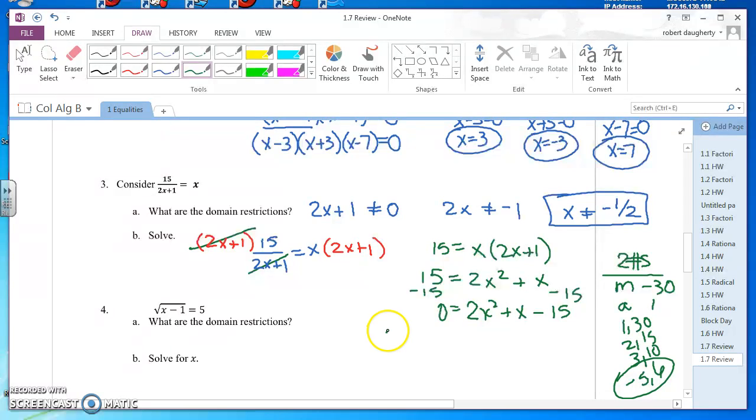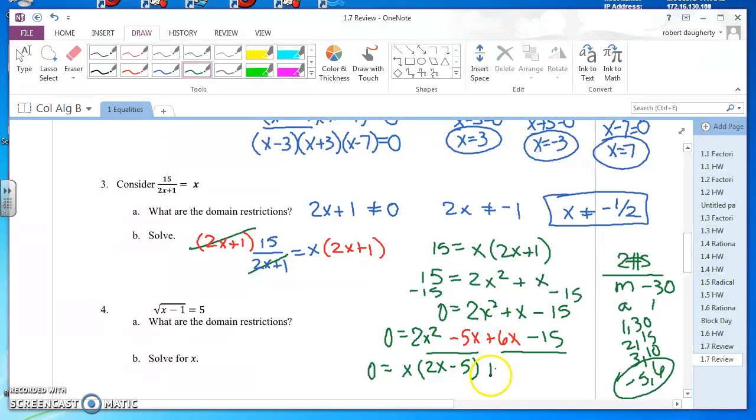So I'm going to rewrite this as 0 equal 2x squared, and then I just write minus 5x plus 6x and minus 15. So I just put those numbers back in the original equation. Now I factor by grouping. So this means that 0 is equal to, I can factor an x, and I'm left with 2x minus 5 plus, and let's see, I can factor a 3 out of here. So that's 3 times 2x minus 5.